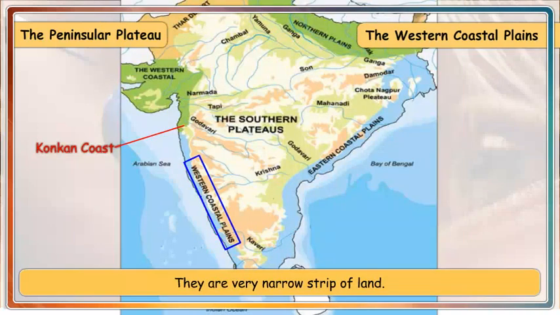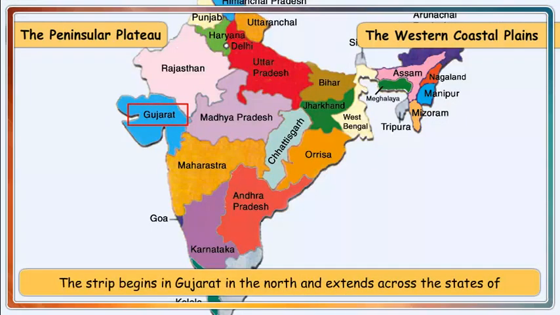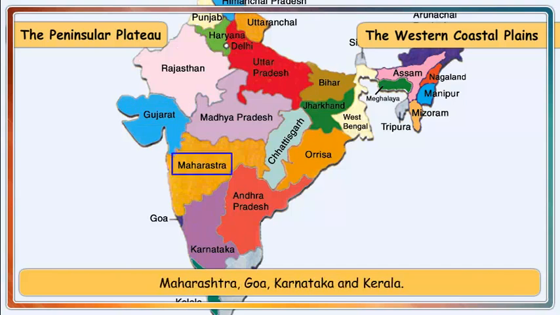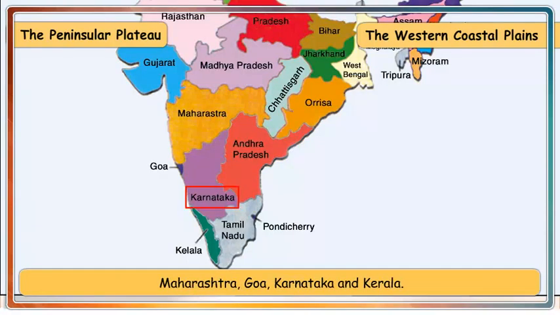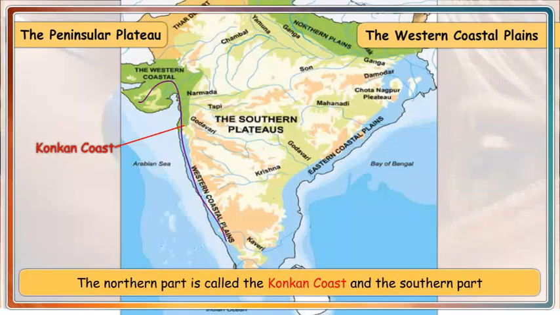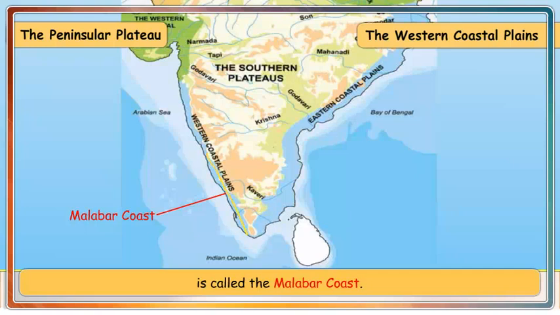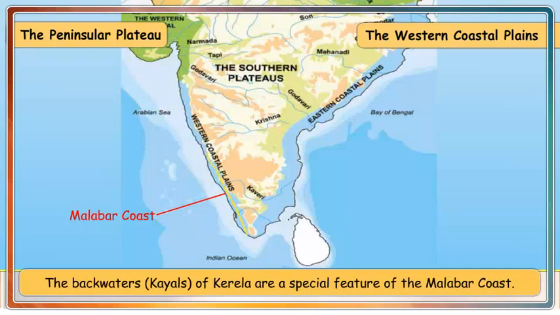The western coastal plains. They are a very narrow strip of land. The strip begins in Gujarat in the north and extends across the states of Maharashtra, Goa, Karnataka, and Kerala. The northern part of these plains is called the Konkan coast and the southern part is called the Malabar coast. The backwaters of Kerala are a special feature of the Malabar coast.